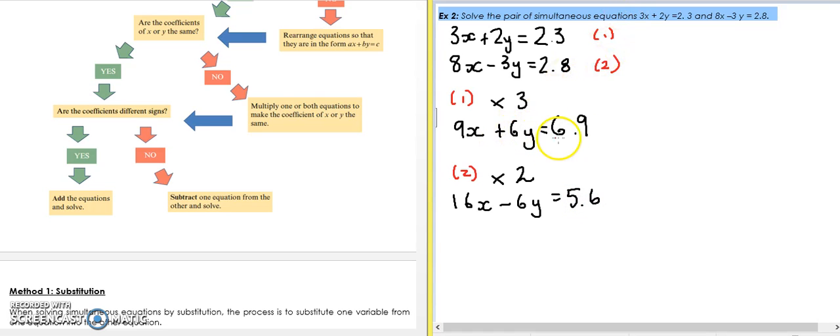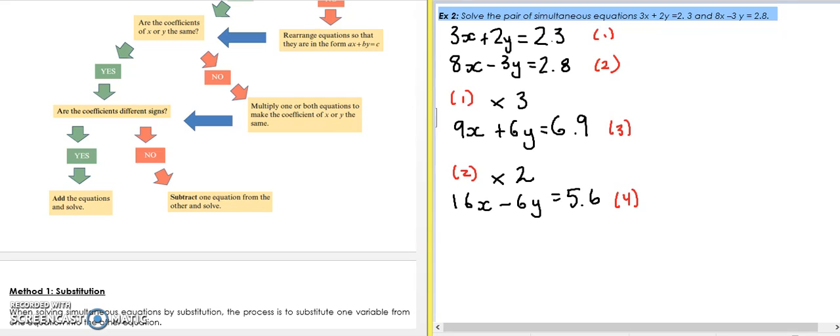So now I've got these two equations, and I'm going to label them equation 3 and equation 4. We've got two completely different looking equations in comparison to equation 1 and 2, but they are technically the same equations. They just look different. And the reason why we're doing this, like I was saying before, is we can force this to be a 6 and force this to be 6, meaning that we can now apply this step here. Are the coefficients different signs? Yes, they are. We can add the equations and then solve.